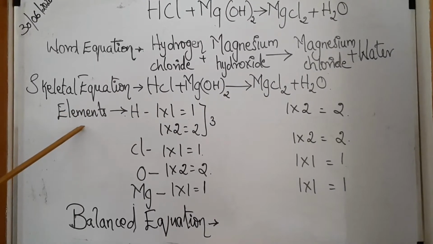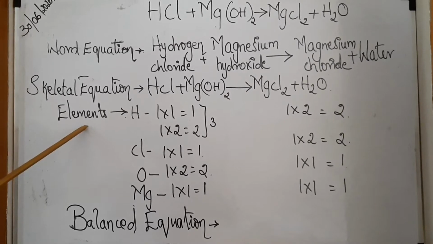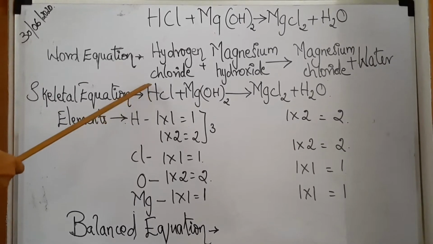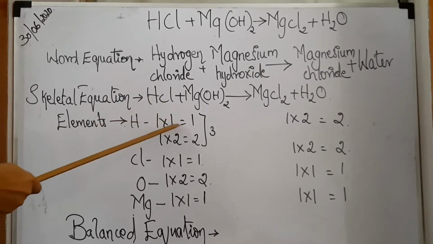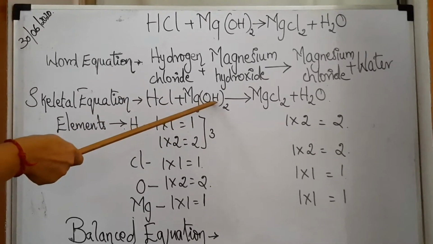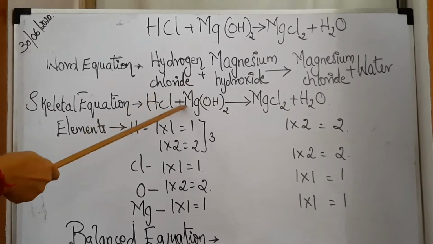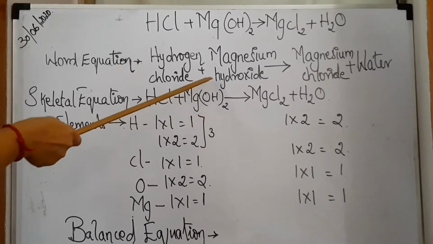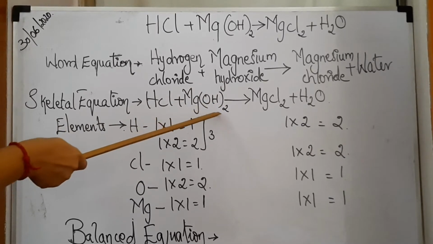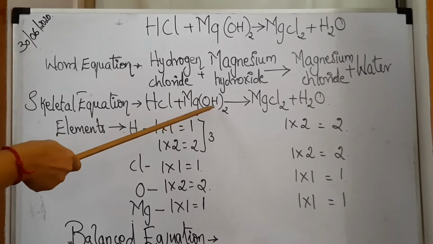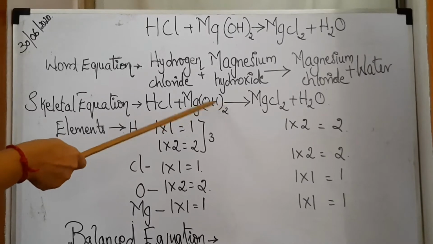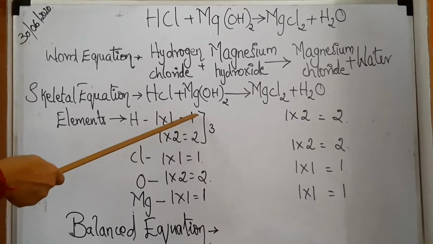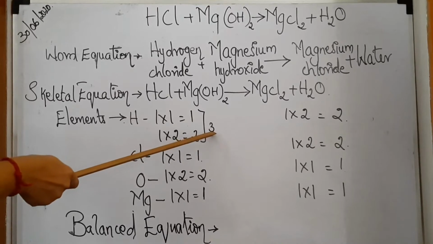The elements, come on, do it along with me. H, that is hydrogen. Here it is 1 into 1 is equal to 1. Here also it is 1 into this 2. This is OH group, children. You will learn about that later. This is called magnesium hydroxide and this is OH group. So 1 into 2 is equal to 2. Together it is 3.